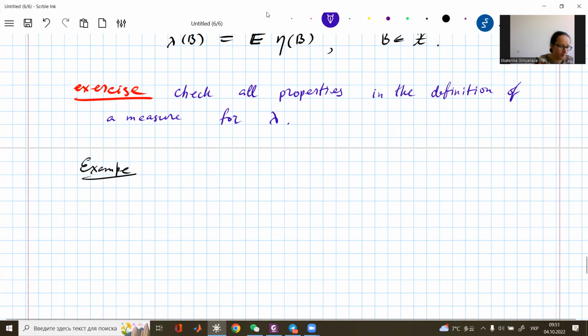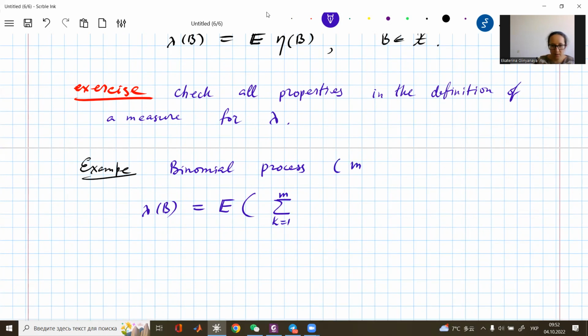So if I have a binomial process, as in the previous example, this means that I have the sum of delta measures, and I want to calculate its intensity measure. So I write the expectation, and here the sum over k from 1 to m. Let me write here the parameters m and the probability distribution q.